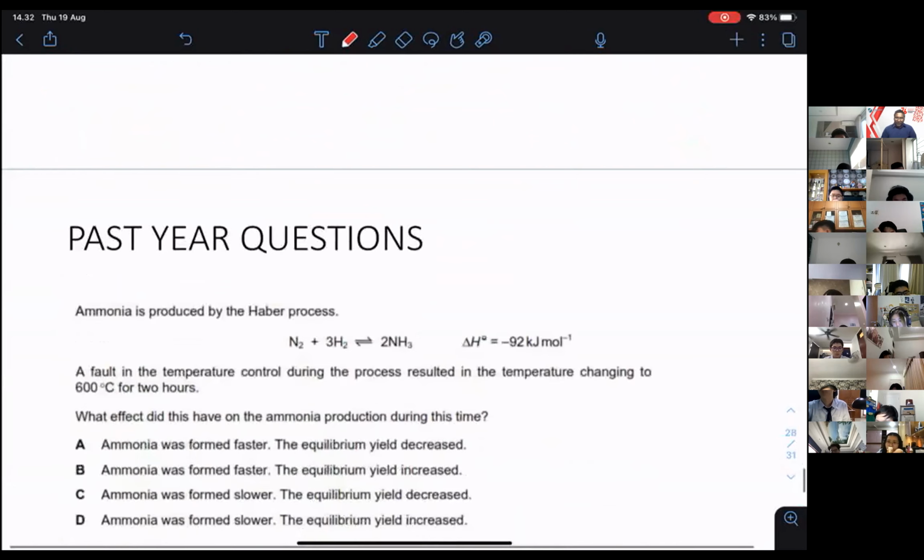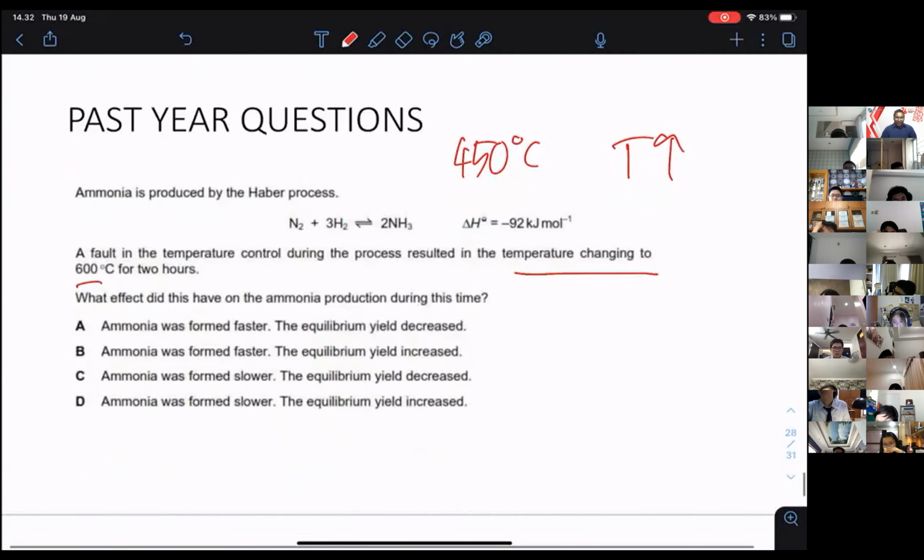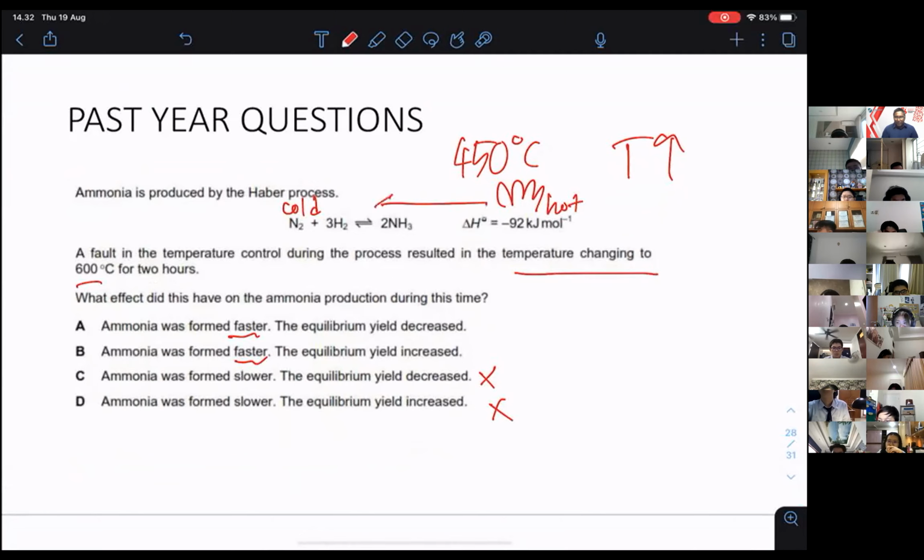And then even this one, what will happen when temperature is changed to 600? Normally it's 450. It means you are using higher temperature. Higher temperature, it will be faster, not slower. And then what will happen to the equilibrium yield? Then you put the hand. This is going to be hot. This is cold. So if you have higher temperature, you need to bring down the temperature. How do you bring down the temperature? By moving to the left. So equilibrium yield is going to be decreased. That's why the answer is A.